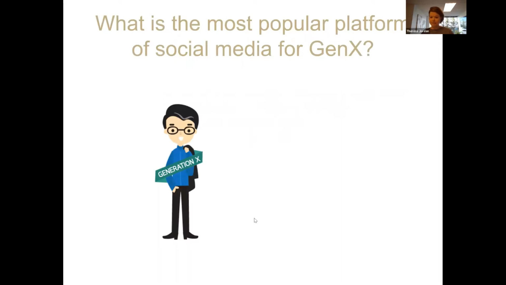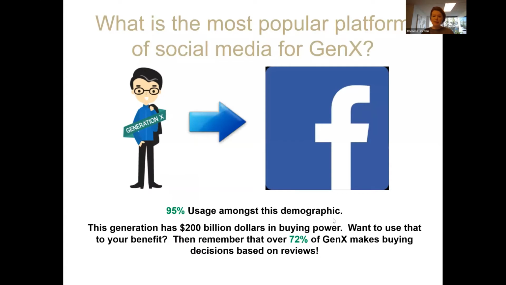Anybody? Bueller? I've got on here a Facebook, the gram, baby. Facebook, Instagram. Actually, it's Facebook. 95% of this generation use Facebook. It's insane to me. And this generation has $200 billion in buying power. So keep that in mind when you are talking about marketing to this generation.